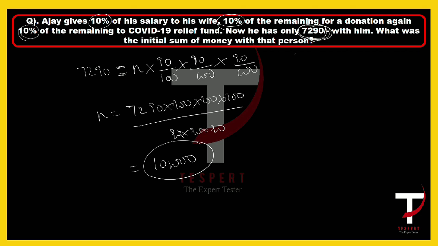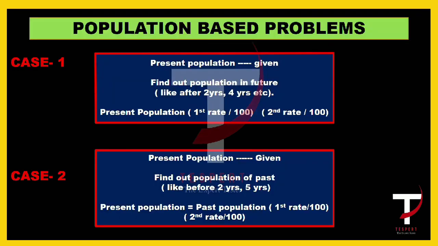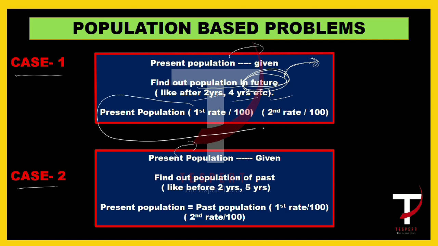So the next slide, population based problems. In this case we have two types, case 1 and case 2. In case 1, the present population is given. In case 2 also the present population is given, not to worry about it. But in case 1, we are asked to find out the population in the future, the population of a certain area, a certain city or a country. That means after 2 years, what will be the population after 5 years or 6 years, like that. For that, this is the formula to calculate: present population into first rate by 100 into second rate by 100.